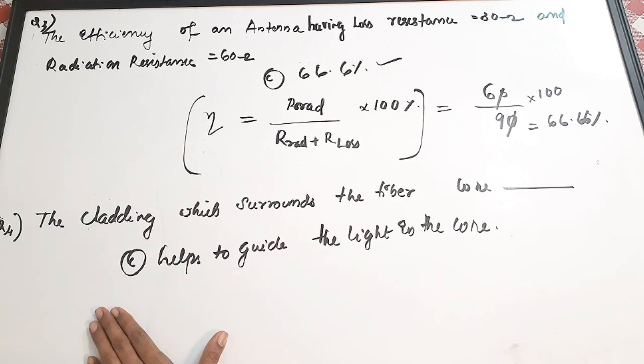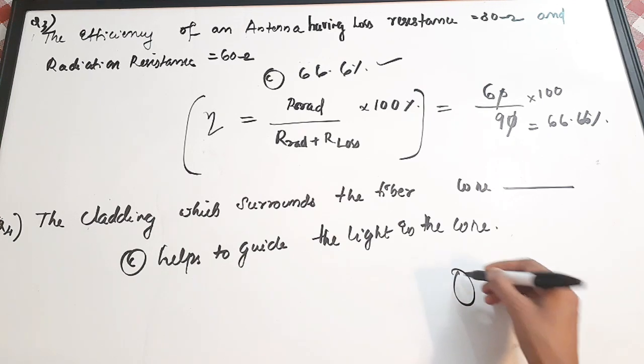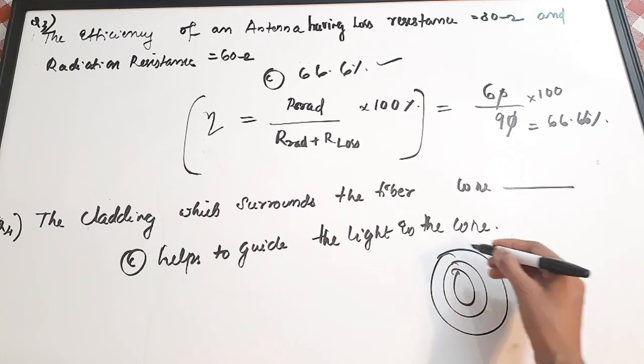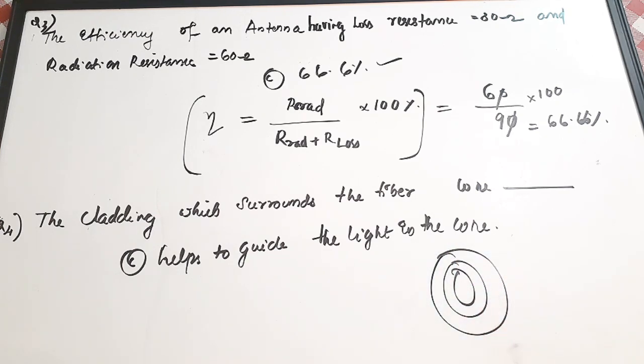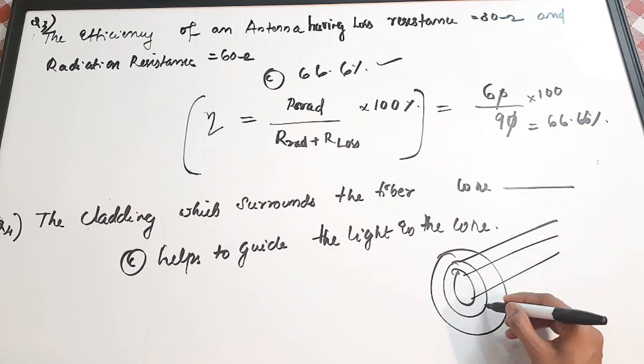Next question is from the optical communication session. We have done a video on the entire optical communication, all important topics. Please do watch that video. It has been included in the optical communication playlist. Okay. The question is: the cladding which surrounds the fiber core dash. That is, what is the function of the clad? If you see the general structure of an optical fiber, you can see there is a central core. Covering that, there is a cladding, and then there is a buffer or a protective material. So this is the general structure of an optical fiber.